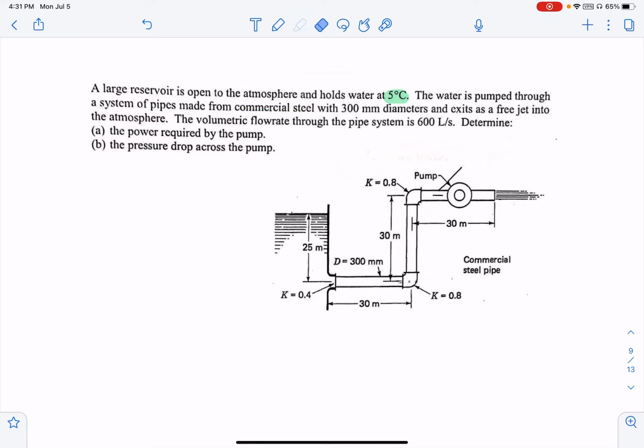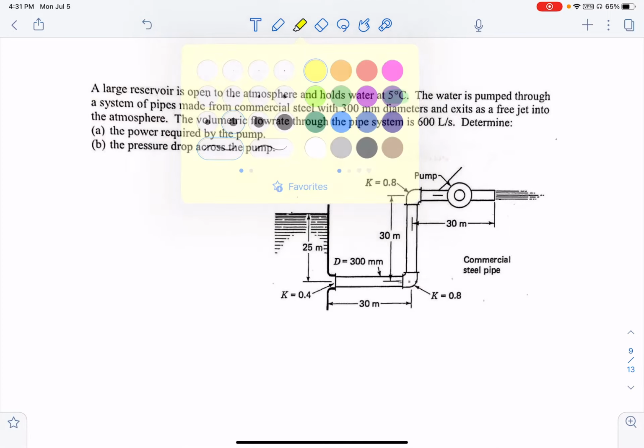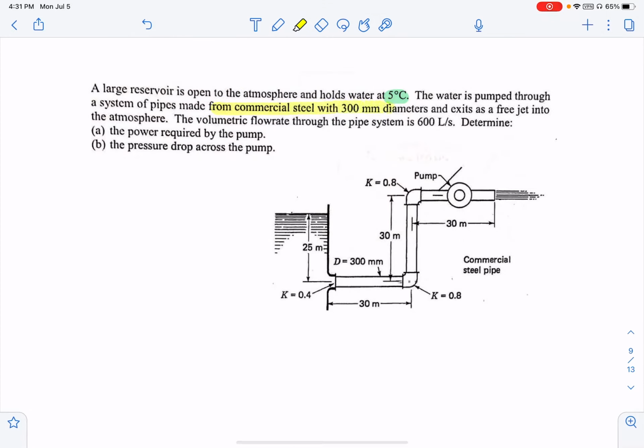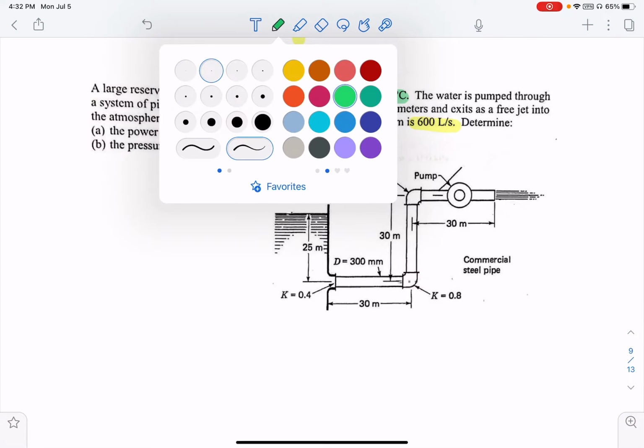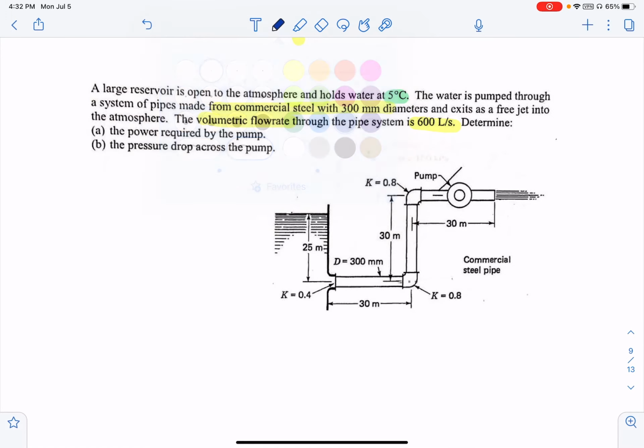Let me just highlight it for you. These are the information that we have: the diameter, the volumetric flow rate of the pipe, and here is also P atmosphere. Here is P atmosphere, and that is what we have. Now the question asks us to find the power.